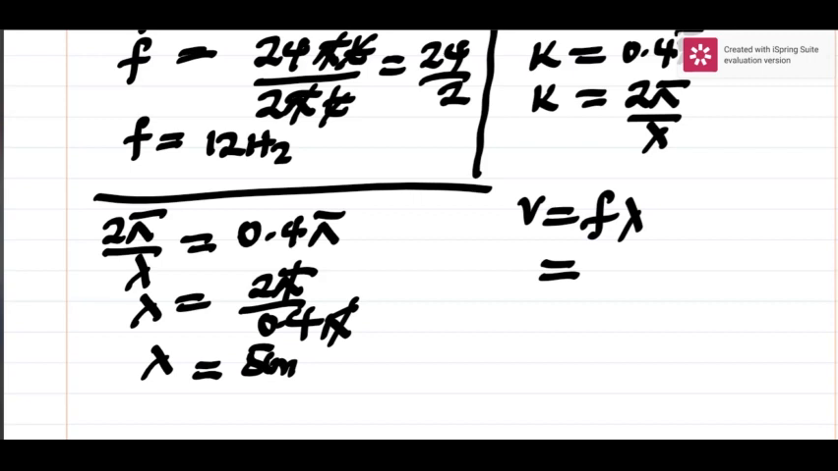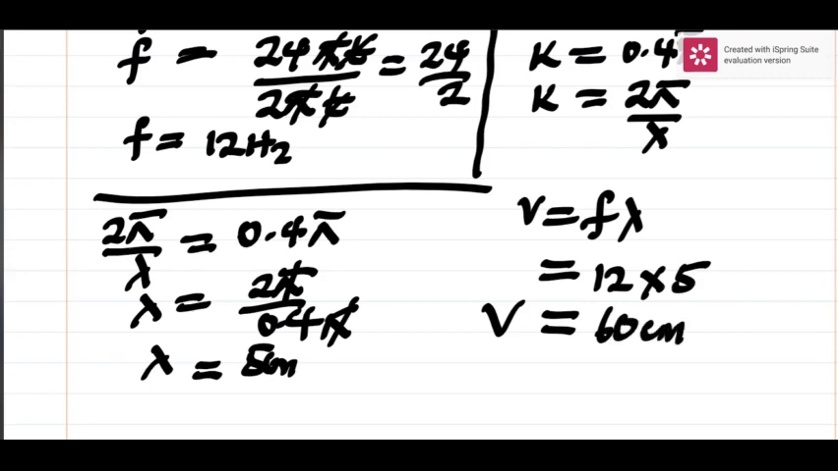Now the wave equation, let's say v equals frequency times wavelength. We calculated the frequency to be 12 Hz, and multiplying with the wavelength there, that is 5 cm, gives us a speed of 60 cm per second. So the speed of the wave in the question is 60 cm per second.